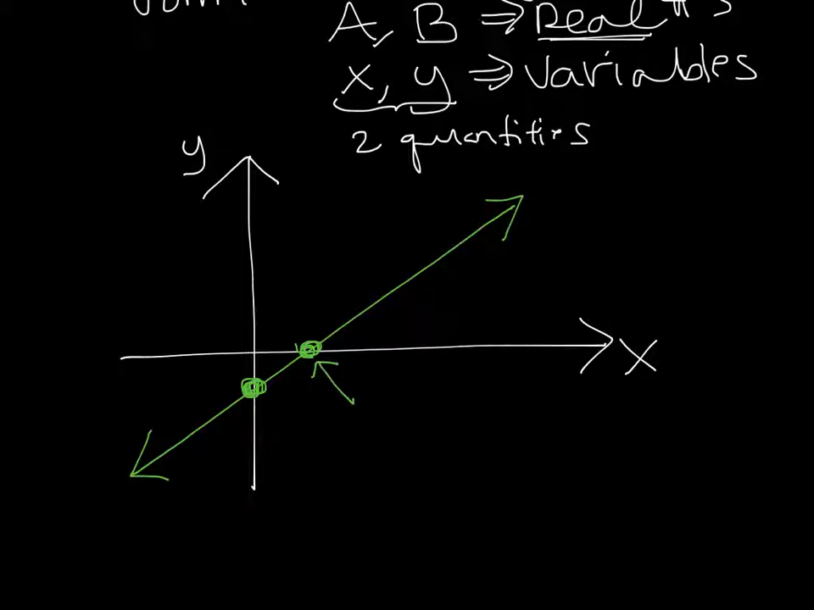This one that touches the x-axis is called the x-intercept. Intercept means touches, like interception in football. You intercept, you touch, you get the ball. And this guy is on the y-axis, so that's why we call this not the y-axis, we call it the y-intercept.